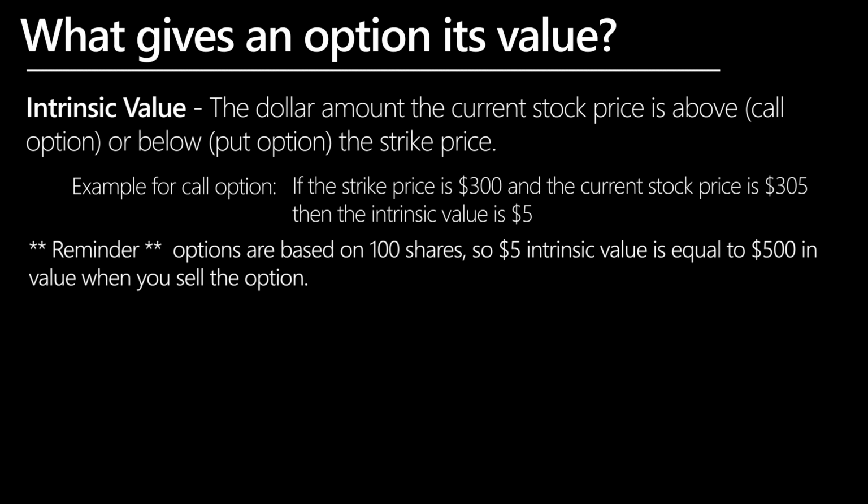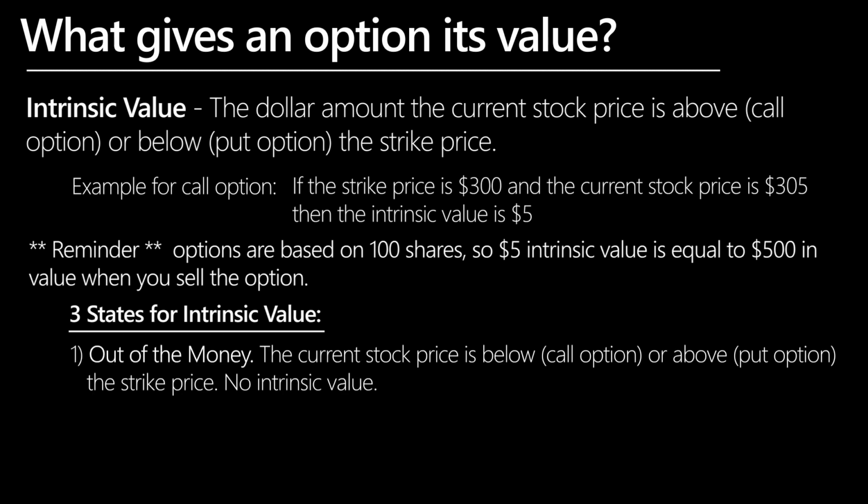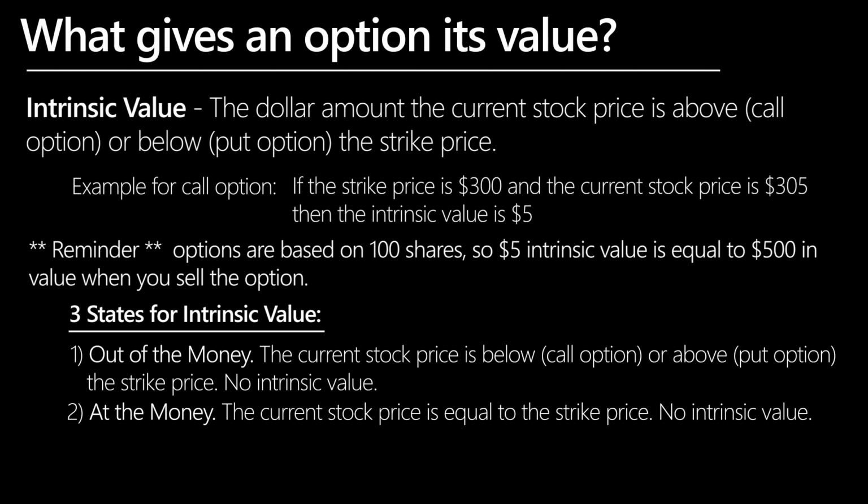There are essentially three states that an option can be in. The first state is if the current stock price is below the strike price in the case of call options, or above the strike price in the case of put options. The option is said to be out of the money and the intrinsic value is basically zero. The second state is if the current stock price is the same as the strike price, then the option is said to be at the money and the intrinsic value is still zero.